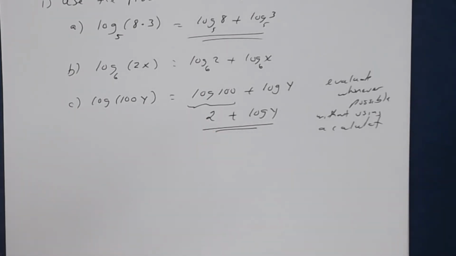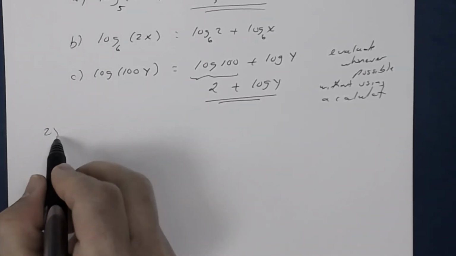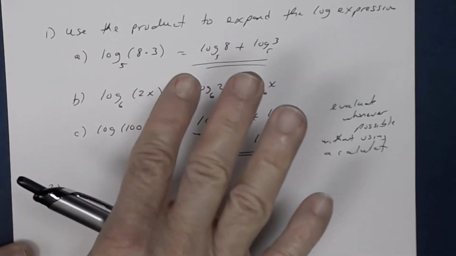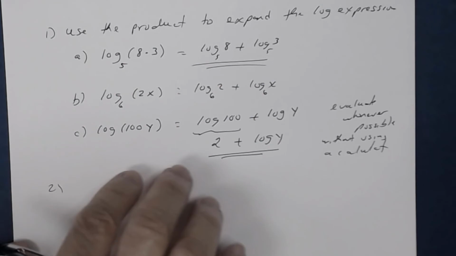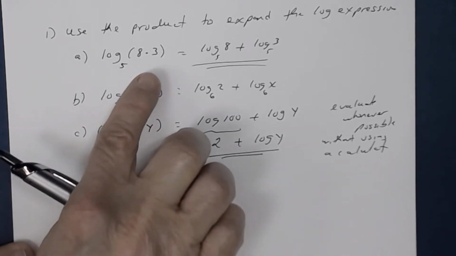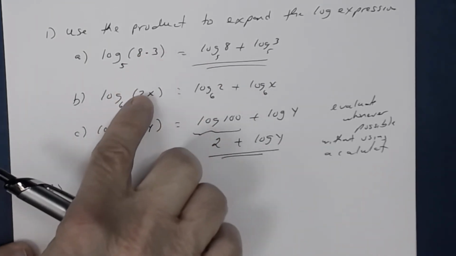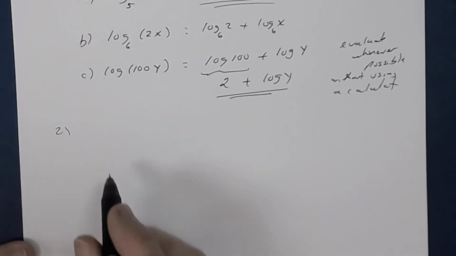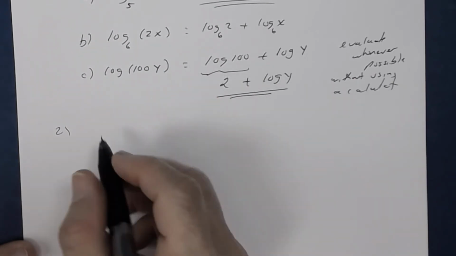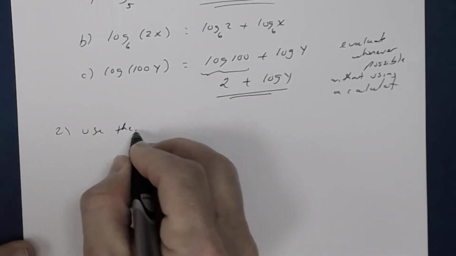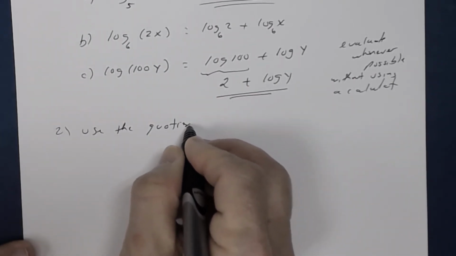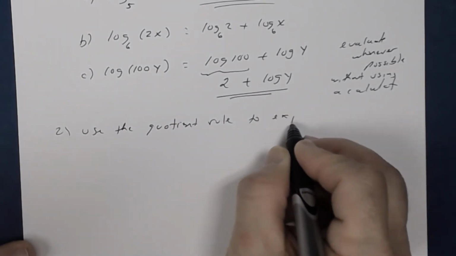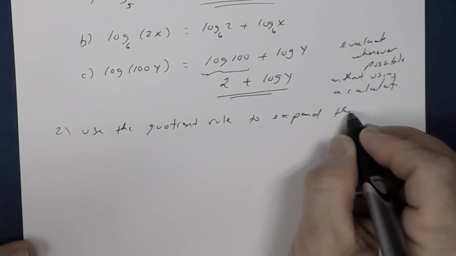Okay, now number 2. So that was the product rule. So you saw how it looks. Those are the easy kinds right now. We're just looking at the basic properties of these. In the next lesson, these arguments become a little bit more involved. All right, number 2, so number 1 was the product rule. Number 2 is going to say use the quotient rule to expand the log expression.